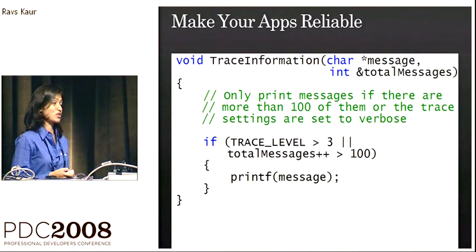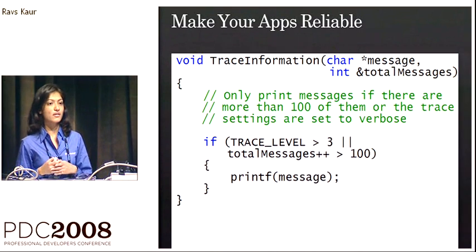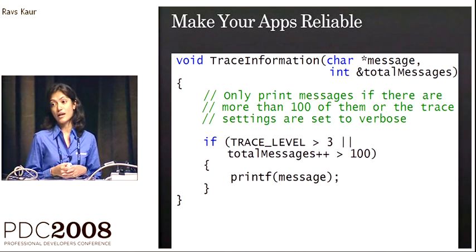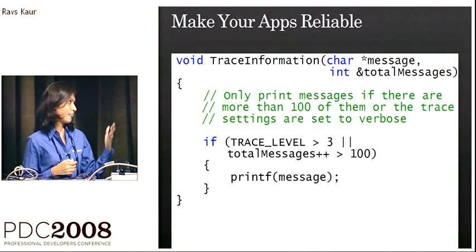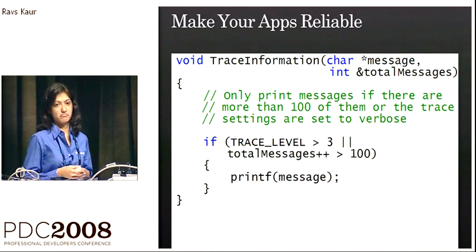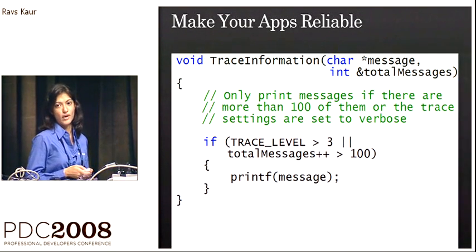Say at the time this function was written, trace level was passed in by a parameter. But now some dev comes along, teams change, and they say, you know what, our logging is really great, and I always want my trace to be verbose. So I go and define it to 4. And I say, yeah, I'm great. I want to print them out all the time. But what happens?